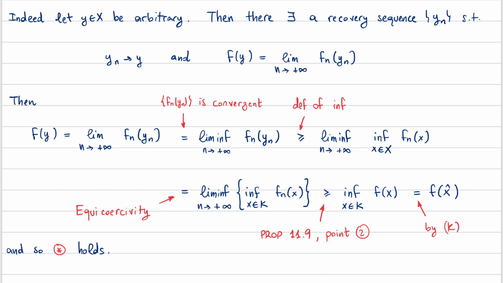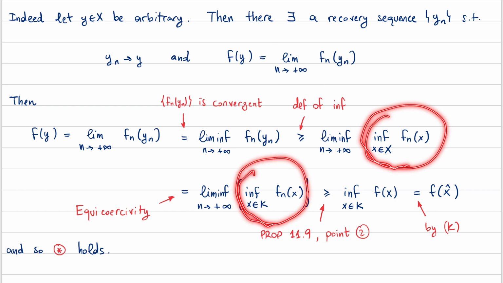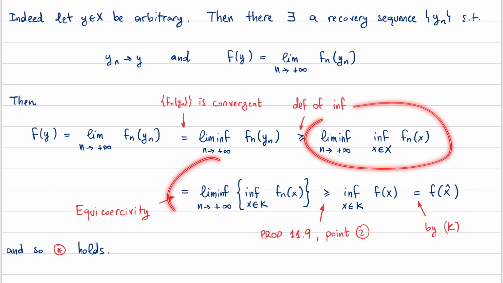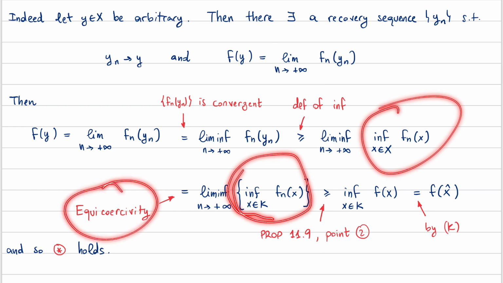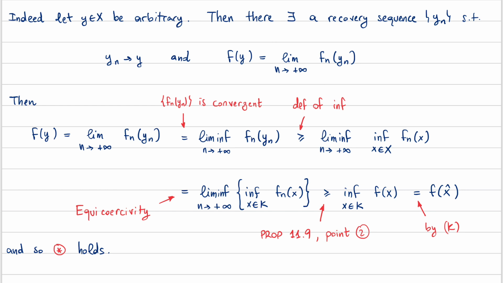Equicoercivity tells us that for every n fixed, the infimum for x in X of fn of x is equal to the infimum over K of the functionals. So this is a strong point. This equality would not be trivial at all, it would be false in general, if we don't assume equicoercivity, of course. And so this lim-inf is equal to this lim-inf here, because again, this is true for every n in N by equicoercivity.